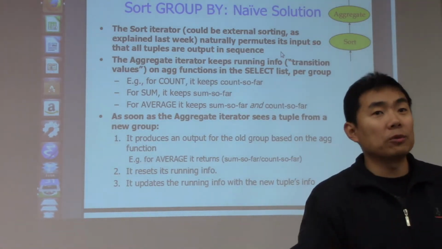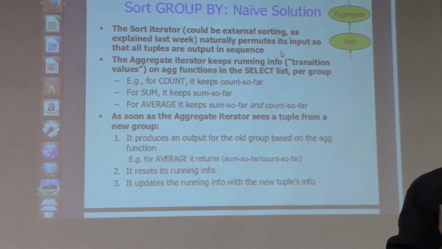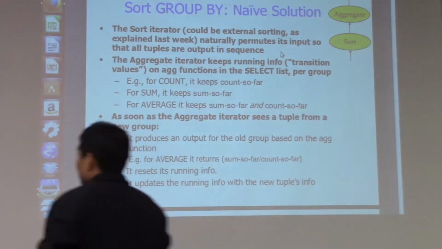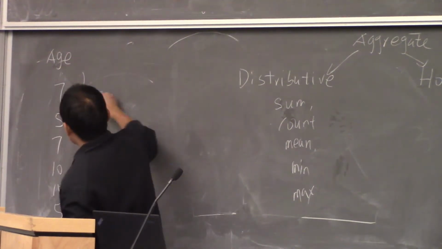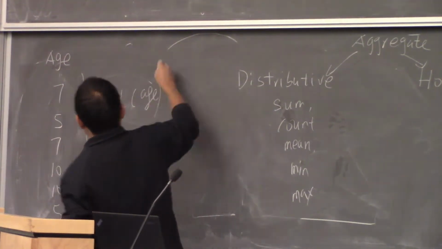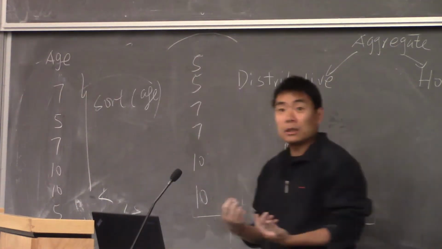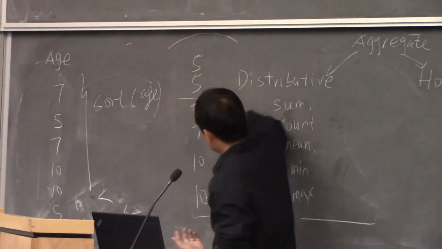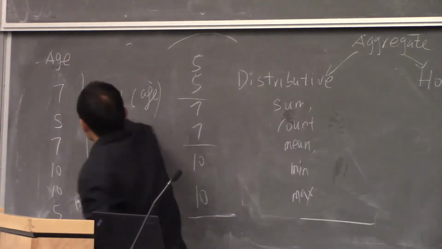Why do sort and aggregate help you to do group by? Well, if you sort by grouping attributes, obviously that helps. Suppose you have a student record, and this is the age value. Why sort helps? Of course, sort by age. You agree? And that essentially is your grouping. And then you can do the aggregate. So this is the sort operator.